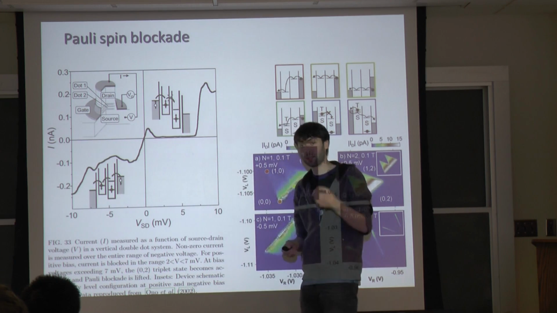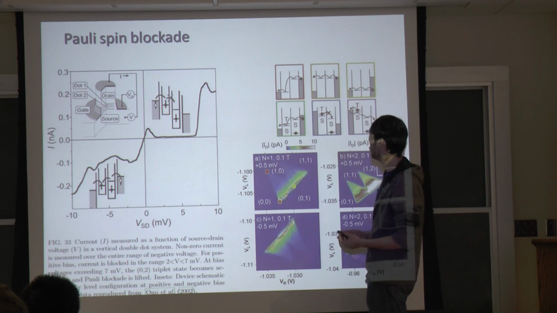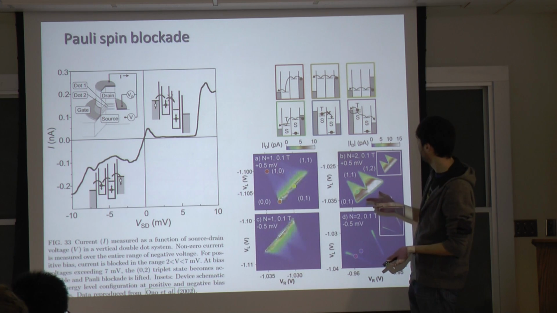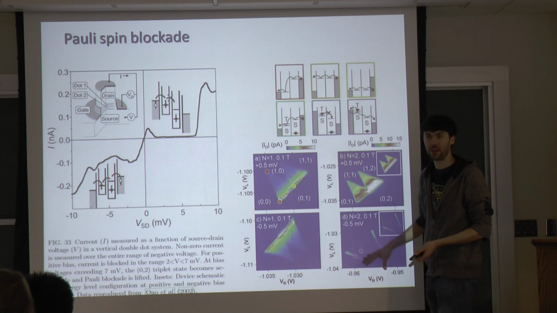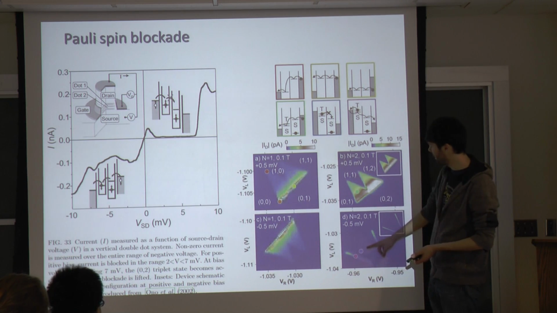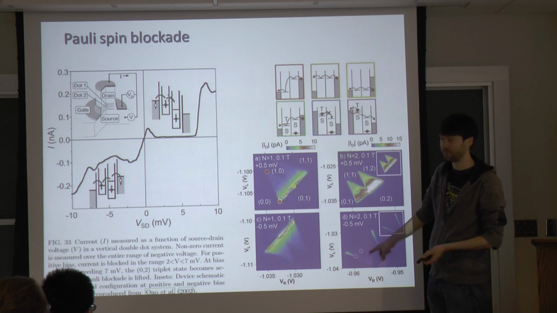Spin blockade only works in one direction. This is an example from gallium arsenide. Here they show us 4 different triangles. This is the one I just discussed, the spin blocked triangle.